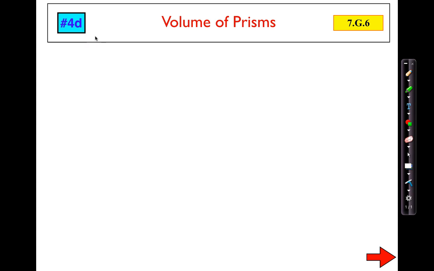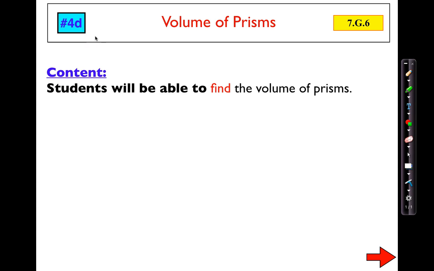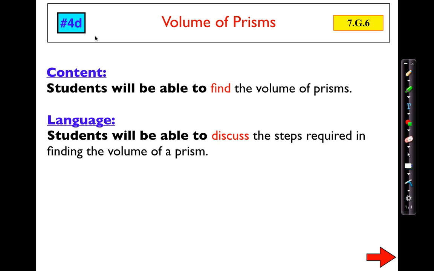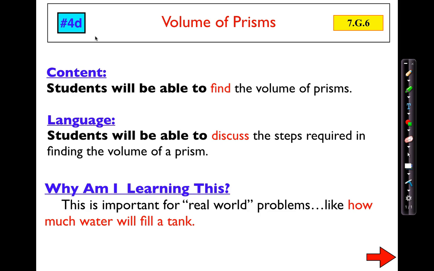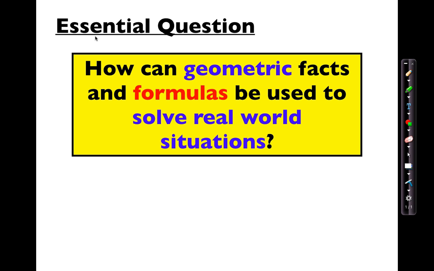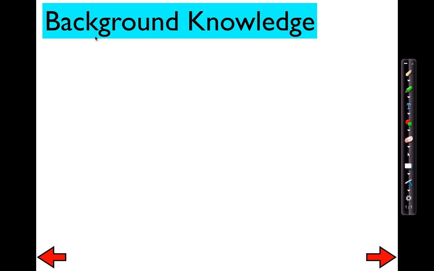Welcome back. Today we're going to be talking about the volume of prisms. So students will be able to find the volume of prisms. Language objective: students will be able to discuss the steps required to finding the volume of a prism. Why am I learning this? Well, it's important for real-world problems like finding out how much water it would take to fill up a tank. So our central question is, how can geometric facts and formulas be used to solve real-world problems?